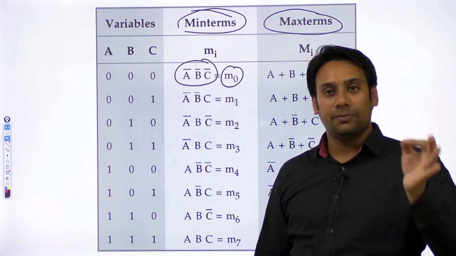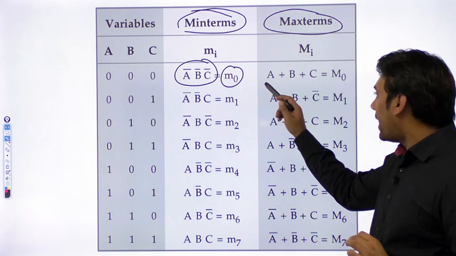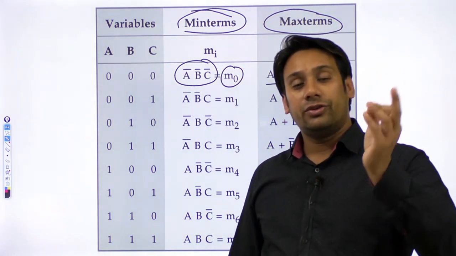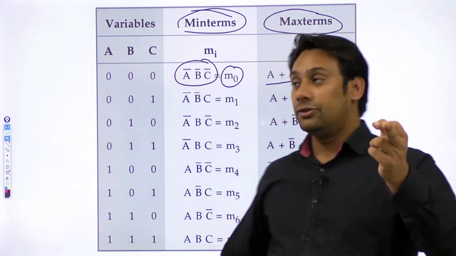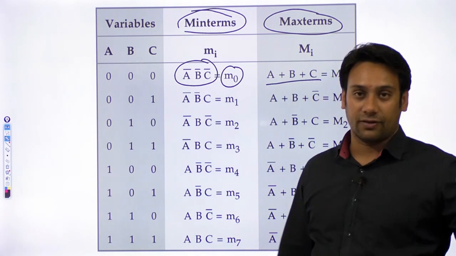For exactly one input combination here. You can write it down because this point is very important. But when I take a max term, this max term will take a value 0 for exactly one combination of variables. So here we are talking about it taking a value 1, and here we are talking about it taking a value 0, right?